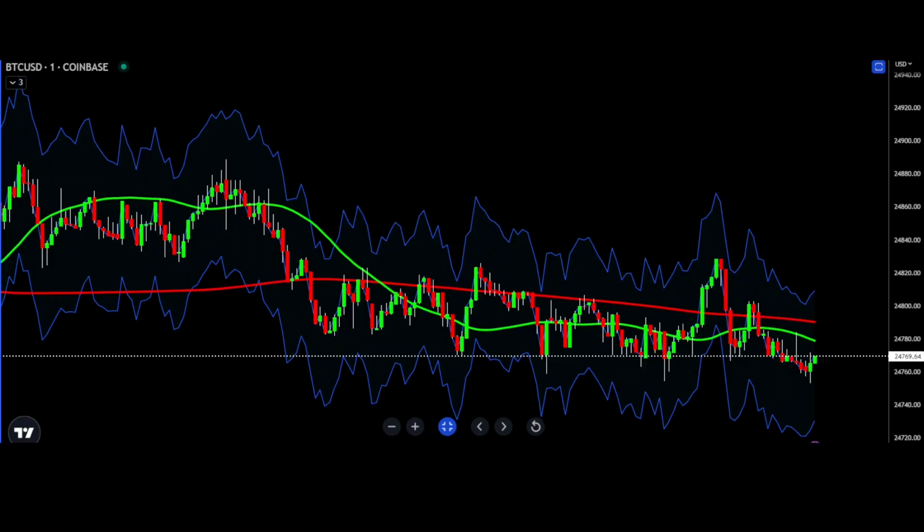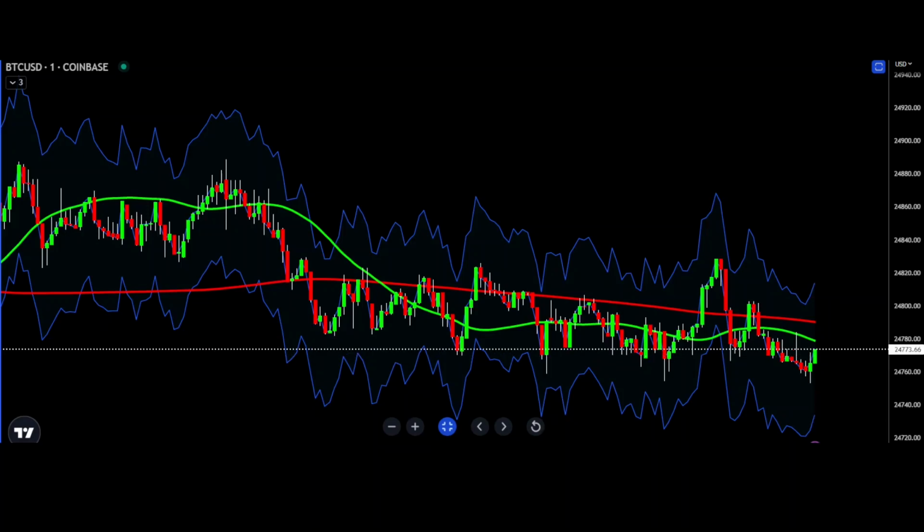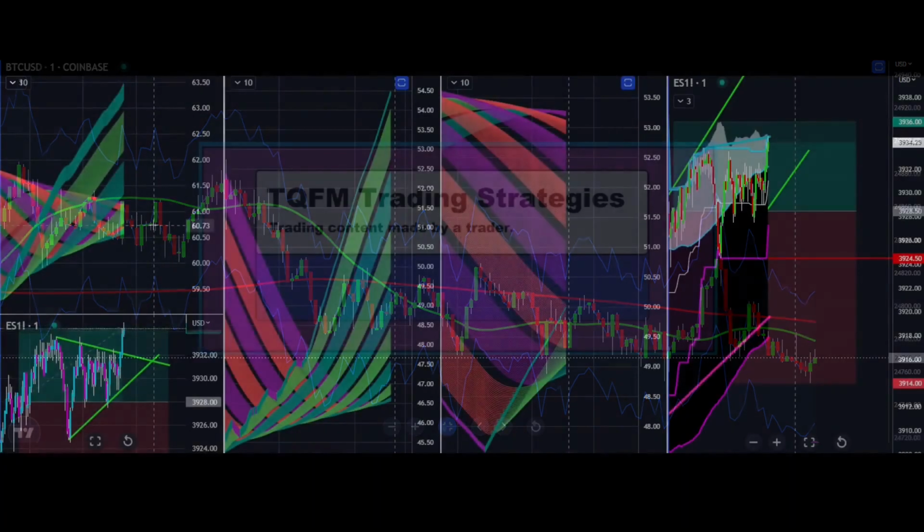Today we're going to cover a 1-minute scalping trading strategy used for Bitcoin, crypto, other stuff like that, maybe Forex, stocks, whatever you want to use it for. So we're going to hop right in.